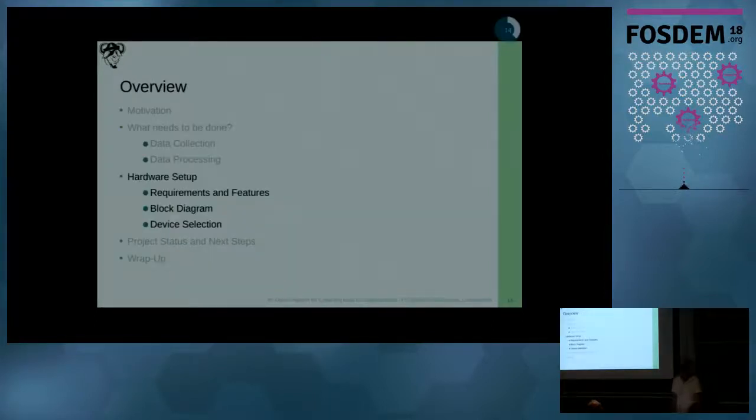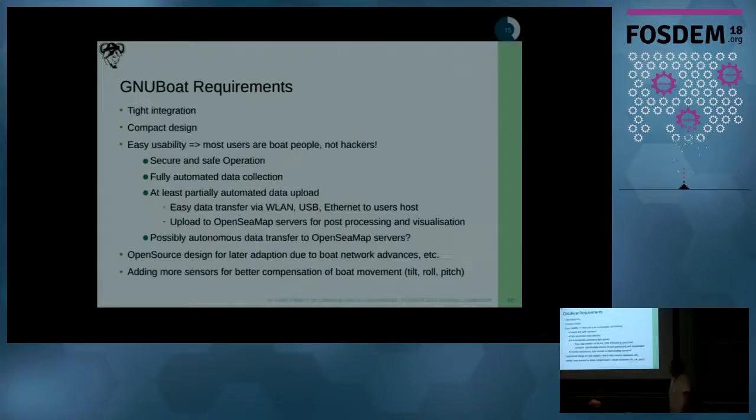So let's go on. The hardware setup has some requirements that are not usual in hobby projects, because we need very tight integration. We don't like big devices, we want compact devices. And we really need easy-to-use things, because most people are just boat lovers. They want to sail and they don't want to hack around with their devices. They just plug into the boat network. We need automated data collection and so on, partially automated upload procedures, and we definitely want an open source design, because things change and we want to adapt that and want other people to adapt it as well.